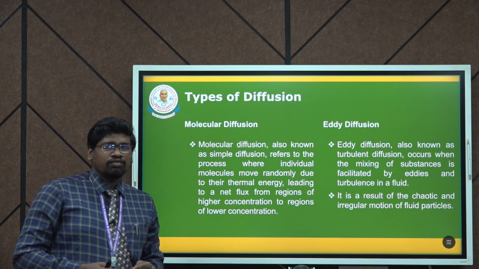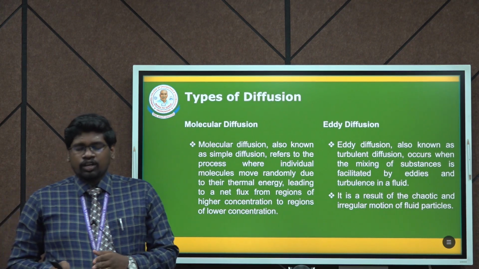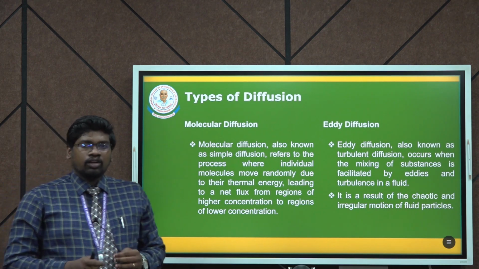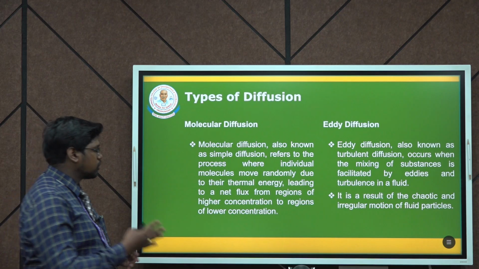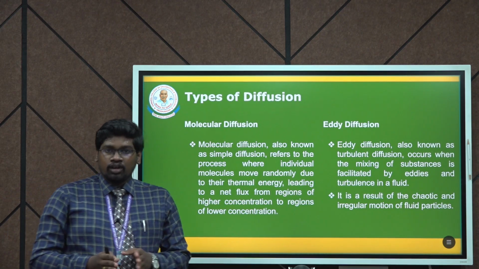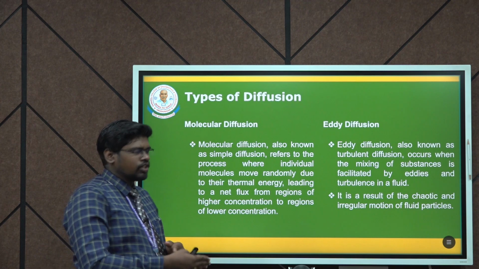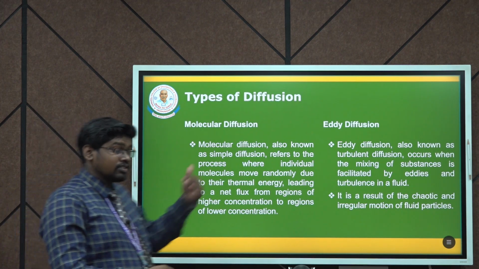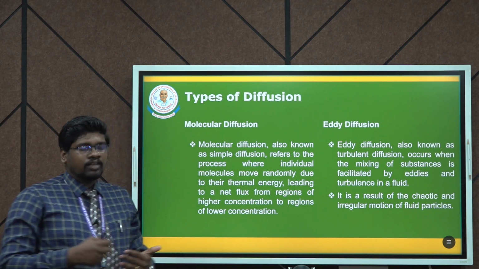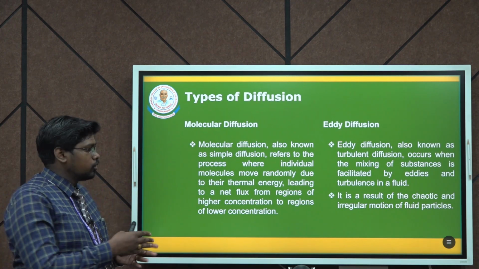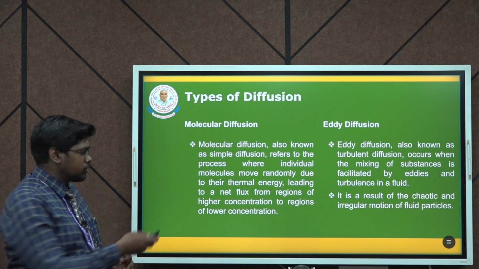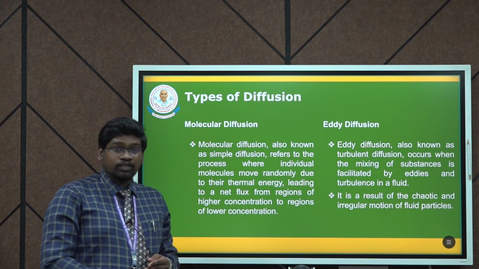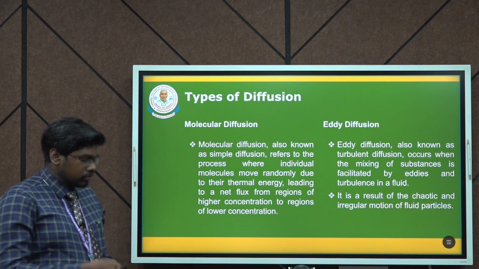So there are two types of diffusion, one is molecular diffusion and another one is eddy diffusion. Molecular diffusion, also known as simple diffusion, occurs because of the thermal energy of the molecules, generating the movement of the molecules from a higher concentration towards the lower concentration, whereas eddy diffusion is also known as turbulent diffusion. It is the diffusion due to the turbulent motion of the liquid that is present in the system. So as a result of chaotic and irregular motion of the particles, eddy diffusion occurs.